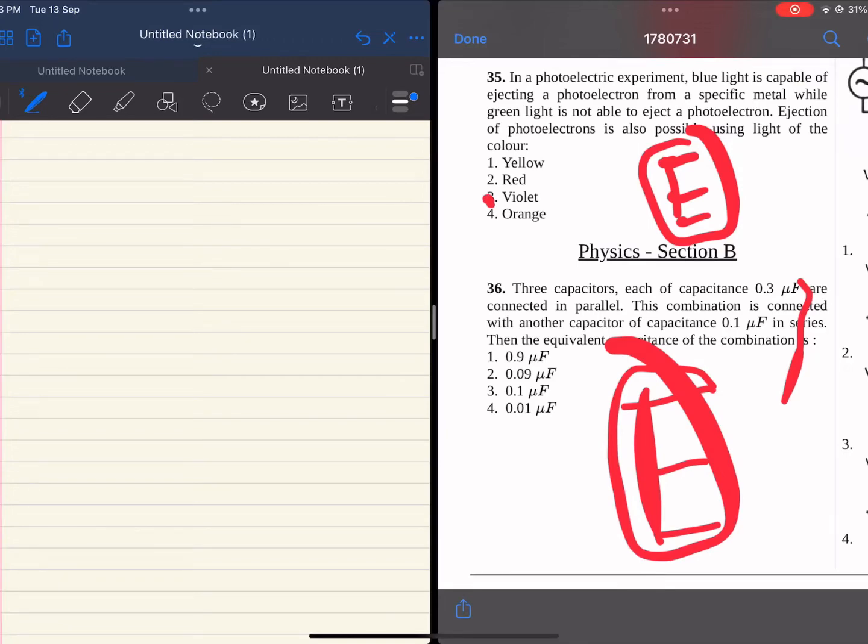In this video I'm going to be discussing the section B of the NEET 2022 abroad paper. Let me start off with the physics section B, 36th question. That is the first question of the section B.